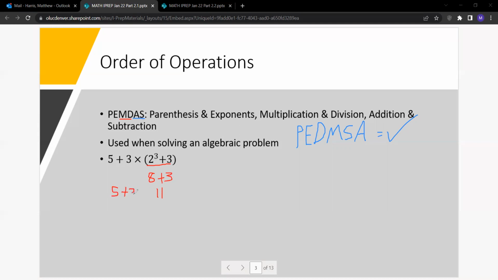So 5 plus 3 times 11. So from here, what would be our next step? Multiplication and division, right? So we see we have one multiplication, 3 times 11, so 33. 5 plus 33. And we look at addition and subtraction as our last step, so we'll add these together and we get an answer of 38. All right, let's move on to the next slide.